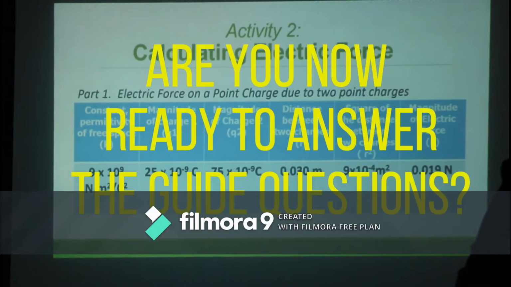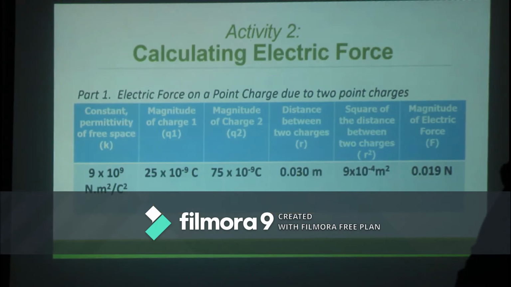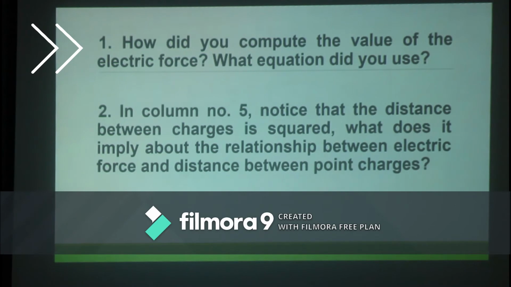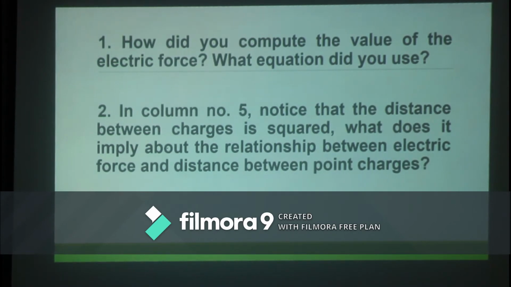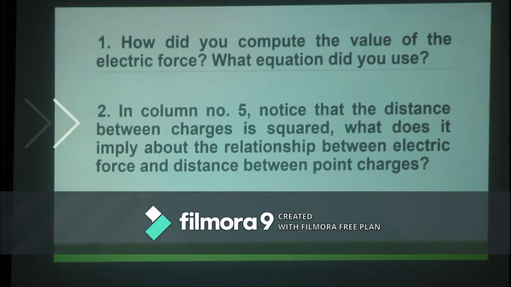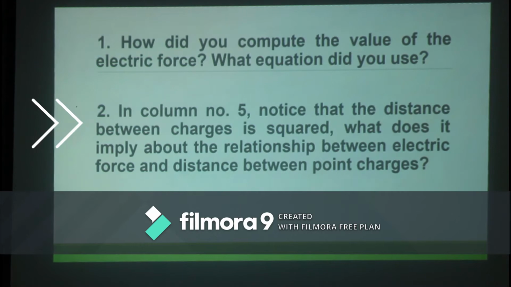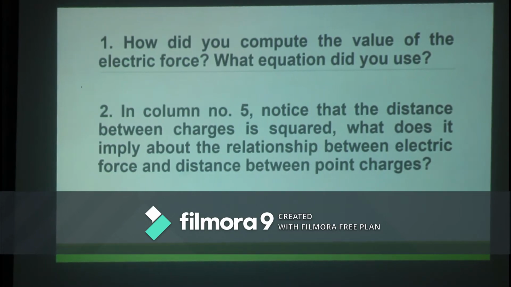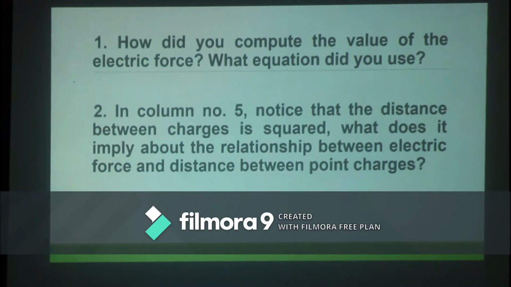Are you now ready to answer the guide questions? So how did you compute the value of the electric force? What equation did you use? In column number 5, notice that the distance between charges is squared. What does it imply about the relationship between electric force and distance between point charges?